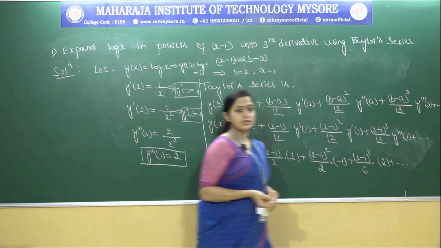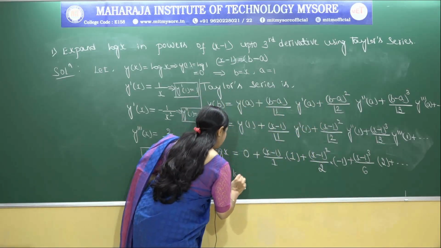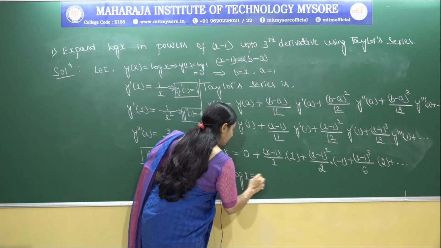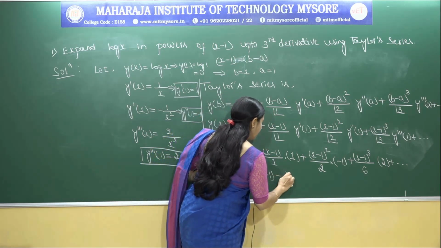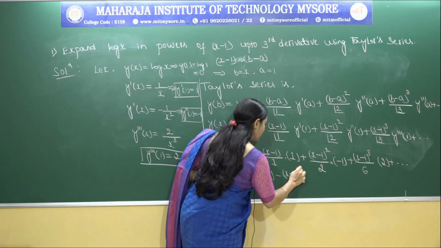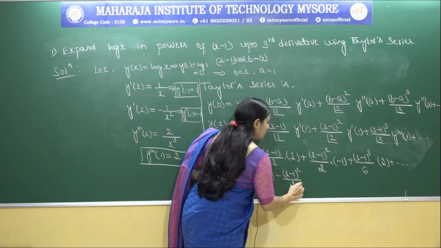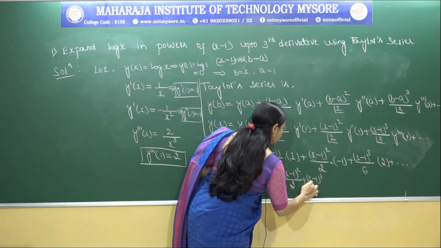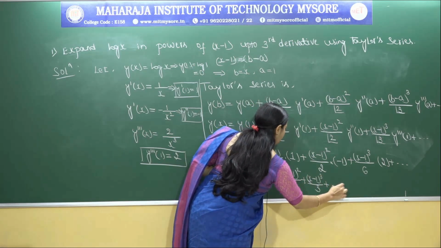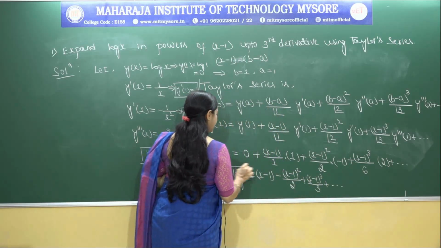Continue the series. So log x equals x minus 1 as the first term. The second term is minus x minus 1 whole square divided by 2. The third term is x minus 1 whole cube divided by 3. So this is the log x expansion.